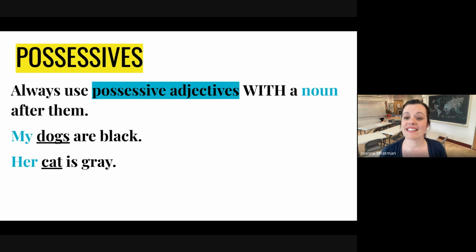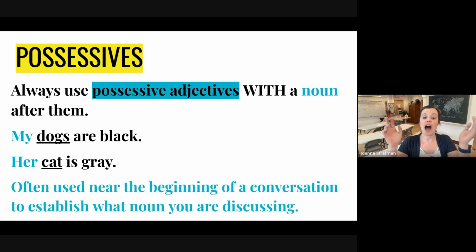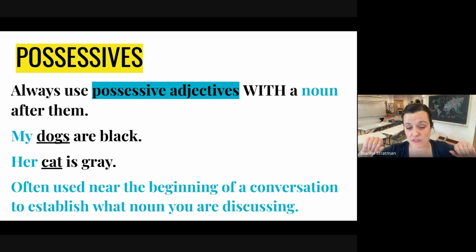This word is necessary. We cannot say my are black or her is gray, because then you don't know what we are talking about. And that is why possessive adjectives are often used near the beginning of a conversation to establish what noun you are discussing. So at the beginning, you will say, my dogs are black. So both people in the conversation know the thing they are discussing, dogs.